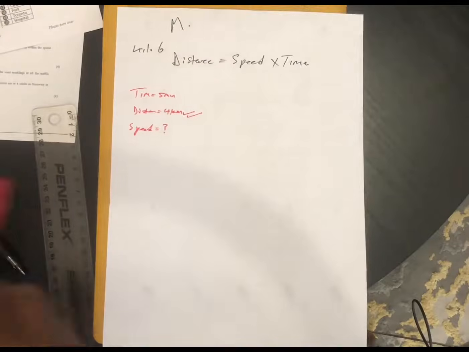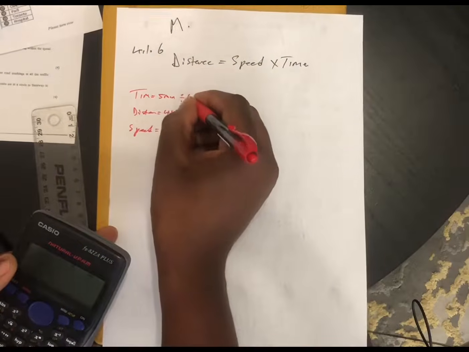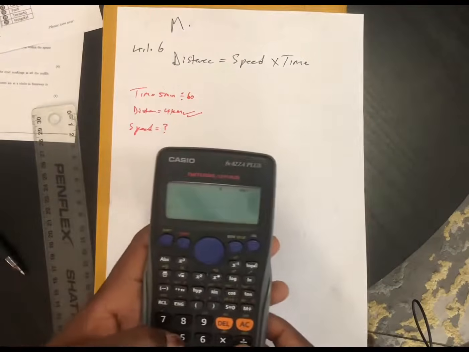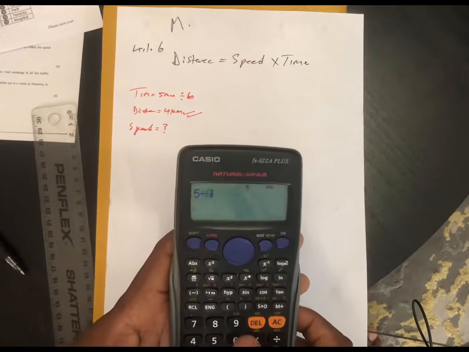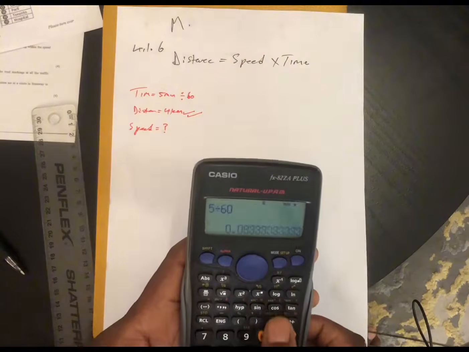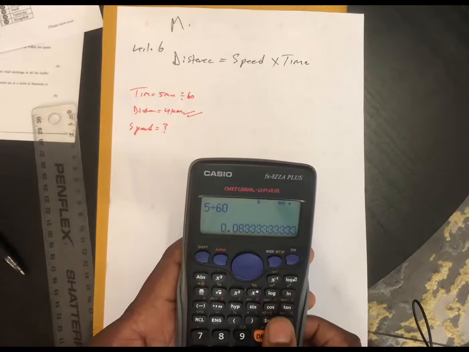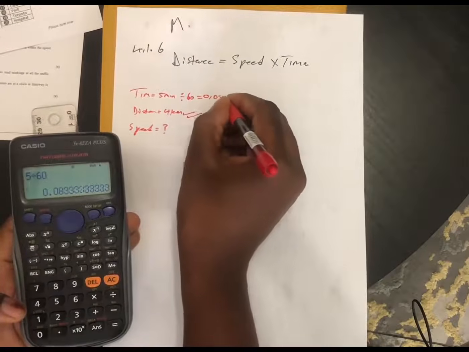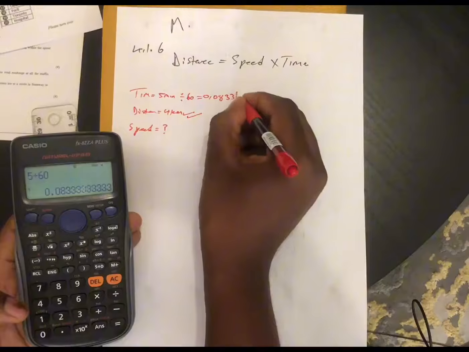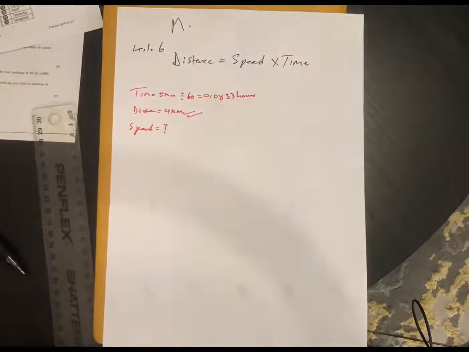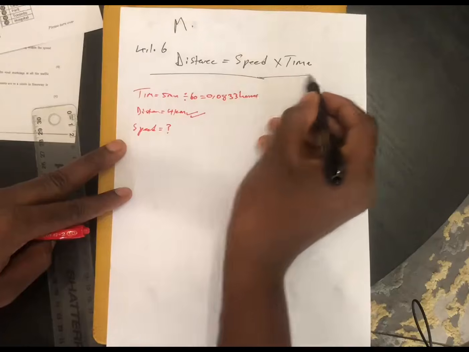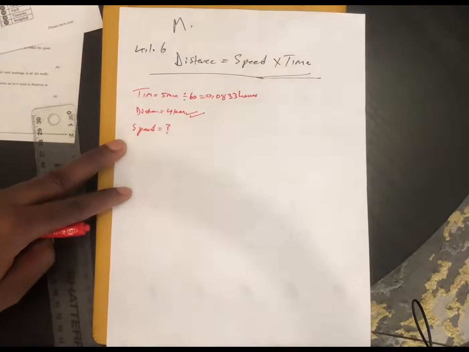It's very simple. You just divide by 60. To convert 5 minutes into hours, you just divide it by 60. We're going to say 5 divided by 60. Then 5 divided by 60 is equal to 0.08333. So the answer here is 0.0833 hours. We are going to use this time to substitute in the equation.